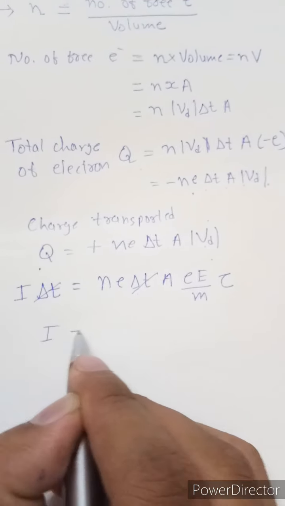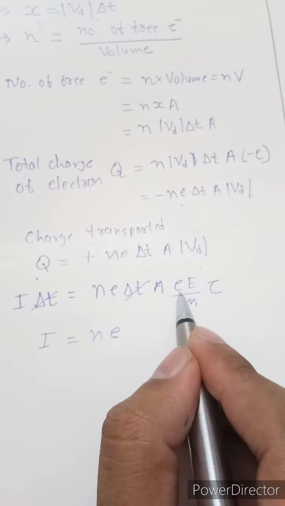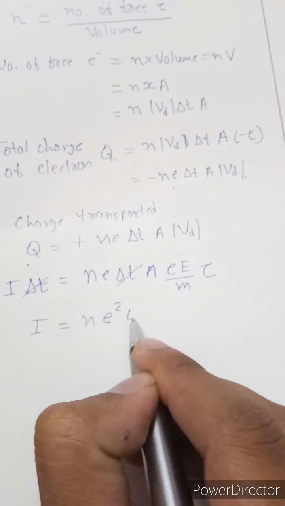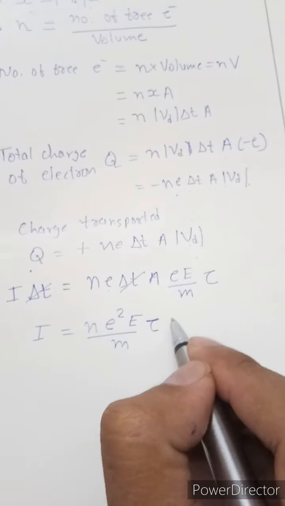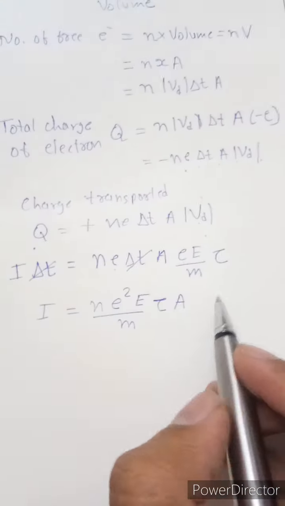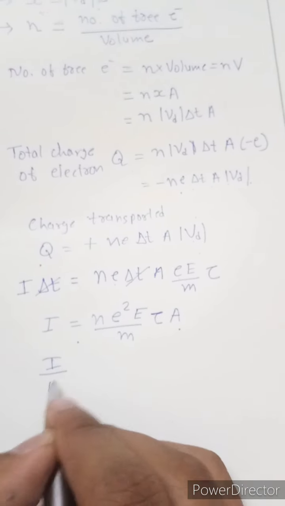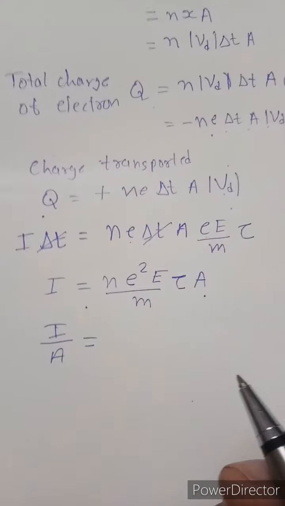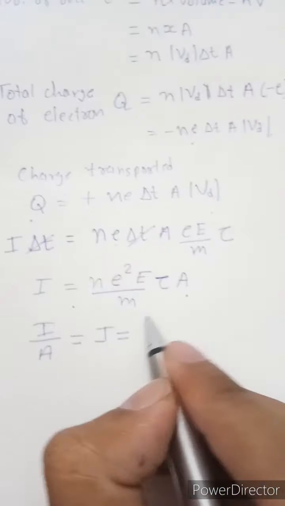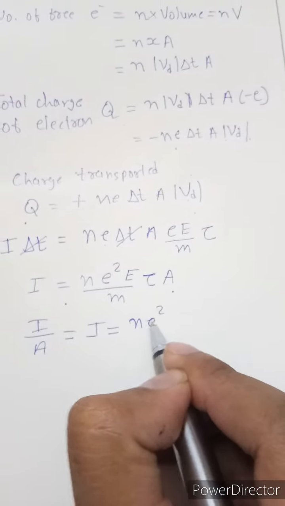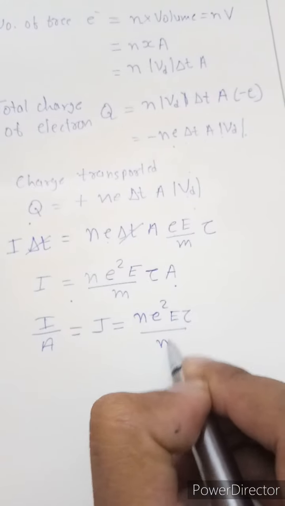You will get I = ne. Here e is two times, small e is two times, so you will get e squared, capital E τ/m into A. If we take the area from the right-hand side to the left-hand side, we will get I by A, and as we have seen in the previous video, I by A is nothing but the current density J. So you will get J = ne² Eτ/m.